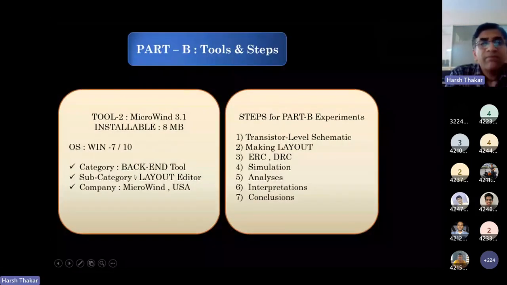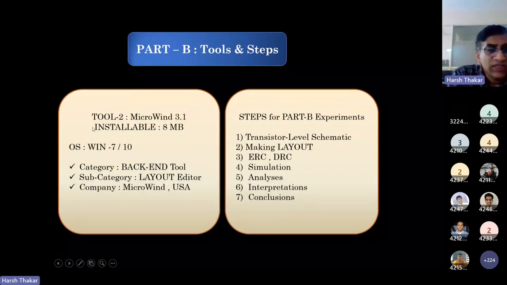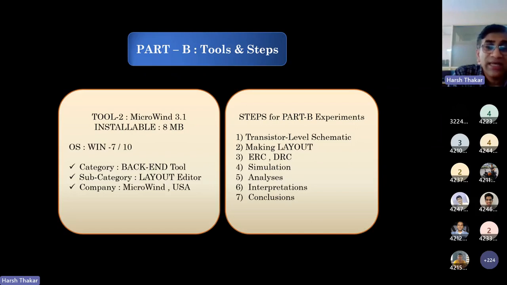Coming to part B, as we told, part B has only one tool. The name of the tool is Microwind version 3.1. There is nothing called installation for this tool. The entire folder is only 8 MB big. Okay, so there is no installation. There is simply one exe file which you can double click to open the tool, and then you can use it for making CMOS layouts. Operating system, Windows 7 or Windows 10. The category of this tool is it is a backend tool. Subcategory layout editor. It is made by a company from USA called Microwind.